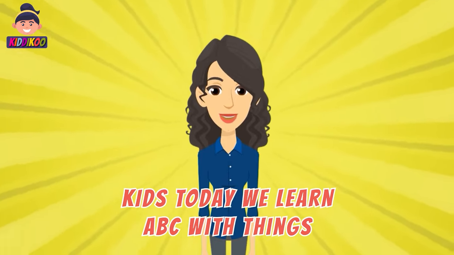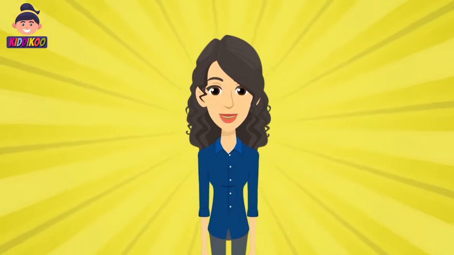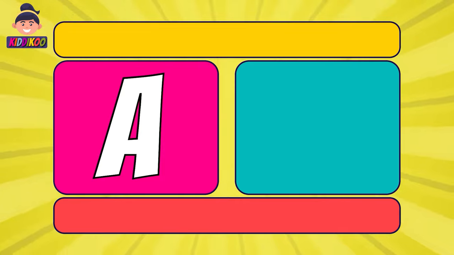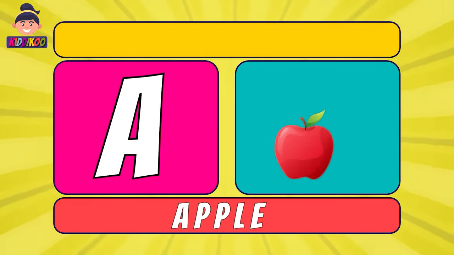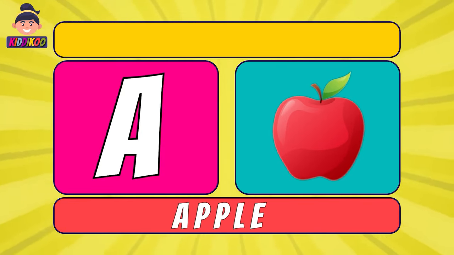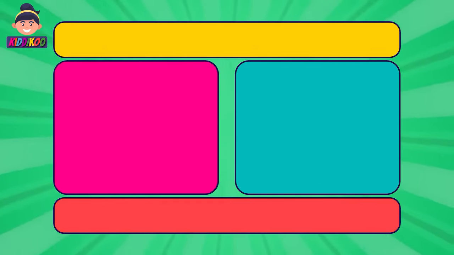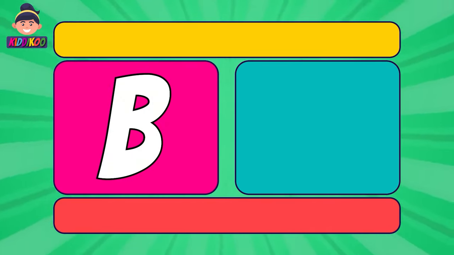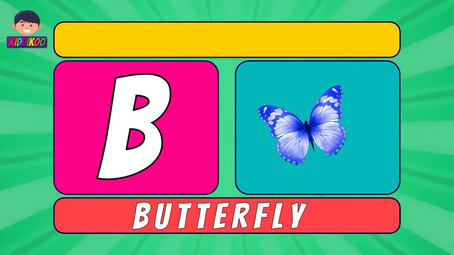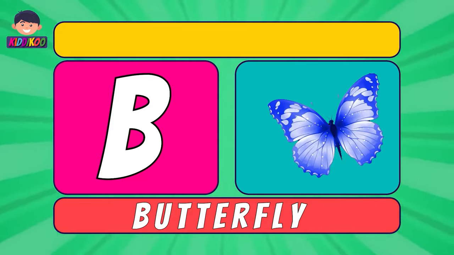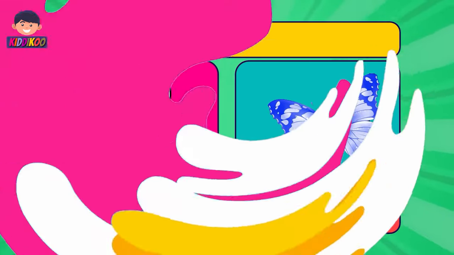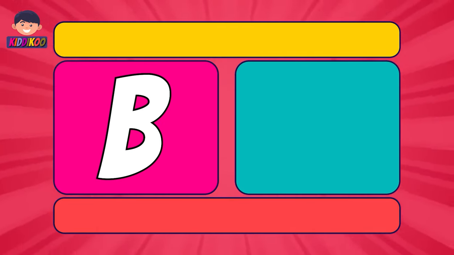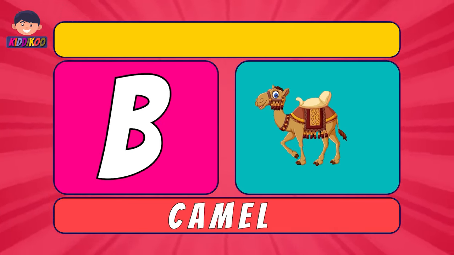Hi, kids. Today we learn ABC with things. First letter is A. A for apple. Apple. Next letter is B. B for butterfly. Butterfly. Next letter is C. C for camel. Camel.